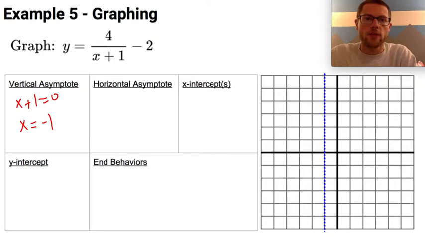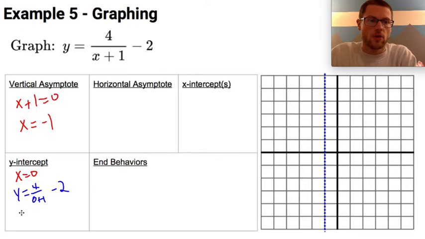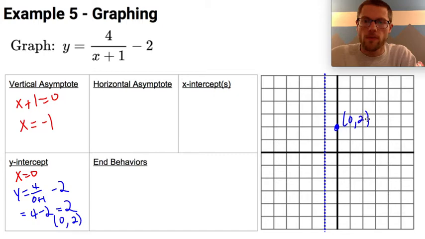Next up, the y-intercept. Again, similar process, same thing as what we did before. I'm going to set the x equal to 0. So let's do that. I'll take y equals 4 over 0 plus 1 and then minus 2. This is going to equal 4 minus 2, which is equal to 2. So I'm going to have the y-intercept 0, comma 2. We'll put that guy on here, 0, 2, and let's even label that 0, comma 2.